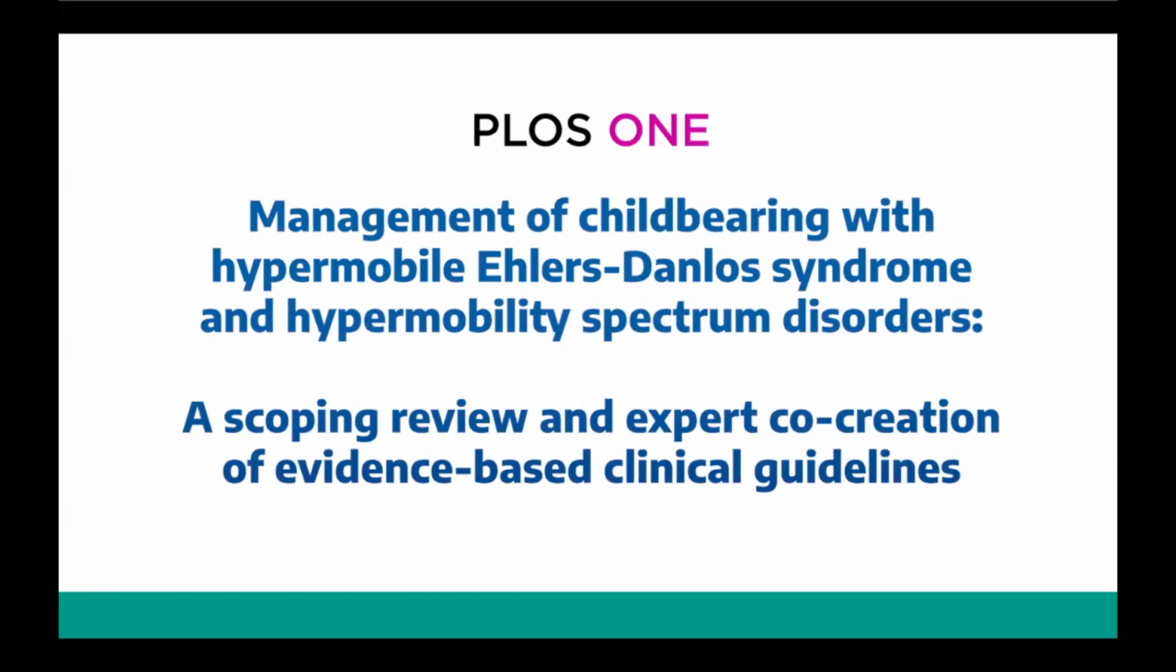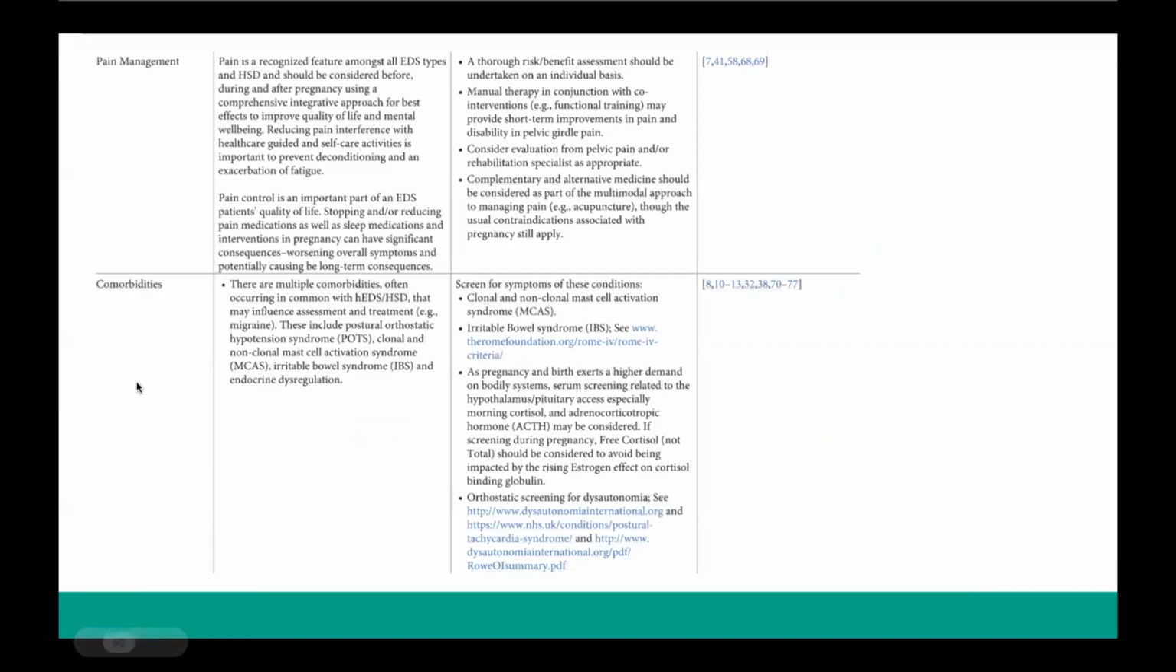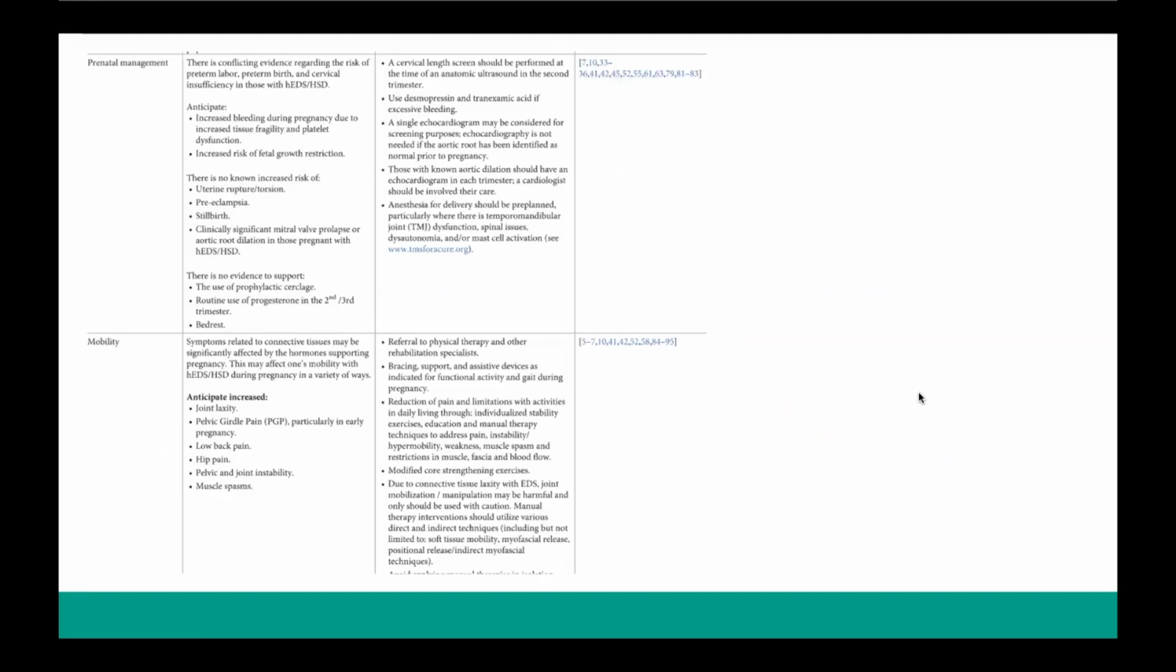This is amazing. So if you are someone who works with pregnant people, or if you're working in the OB setting and you have someone who has HEDS or hypermobility spectrum disorders, this article is amazing because it gives clinical guidelines. And I just did a few slides so you can see they have an overview. They talk about all different categories such as genetic counseling, pain management, comorbidities to consider, sexual intercourse, miscarriage, termination of pregnancy. So it goes on, and it really is a wonderful overview.